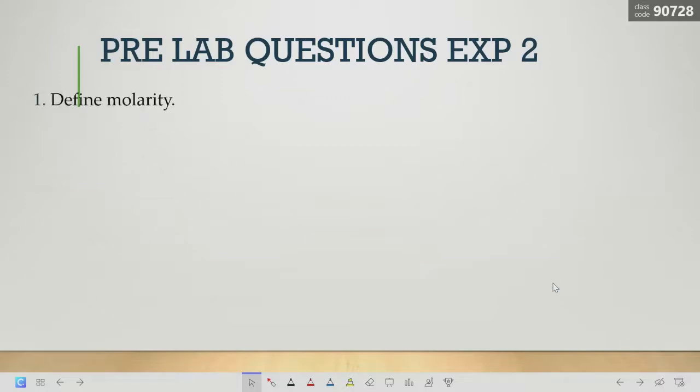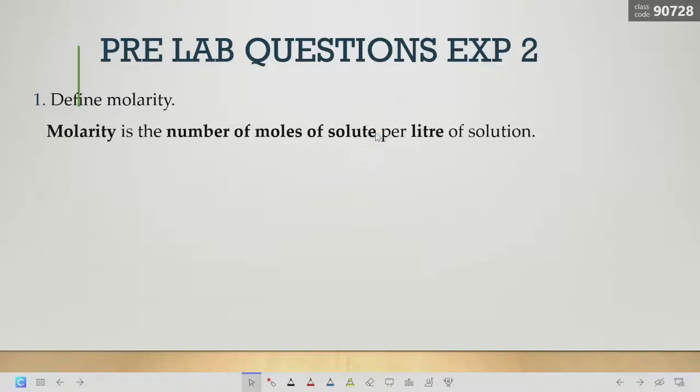So this is the question regarding the pre-lab question. First question, you have to know how to define the molarity. So what is the molarity? You have discussed this in your tutorial class, right? Molarity is the number of moles of solute per liter of solution. This is one term that you have to understand and be familiar with. The unit for molarity should be mole per dm cubed, or it can be mole per liter, or it can be capital M.